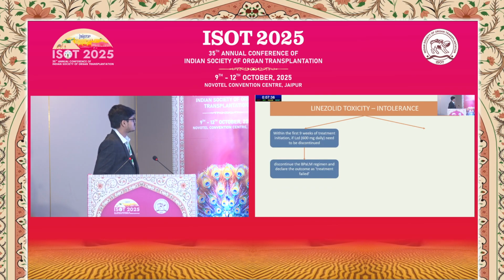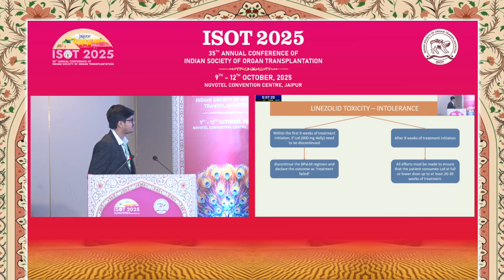So if we start linezolid and within the first 9 weeks we have to stop linezolid, then we have to consider treatment failed and go ahead with the other regimen. If after 9 weeks of treatment initiation, patient develops linezolid toxicity, all efforts would be made to continue linezolid at full dose for 39 weeks, 26 to 39. If we have to reduce the dose to 300 milligram, then we have to extend the duration to 39 weeks.